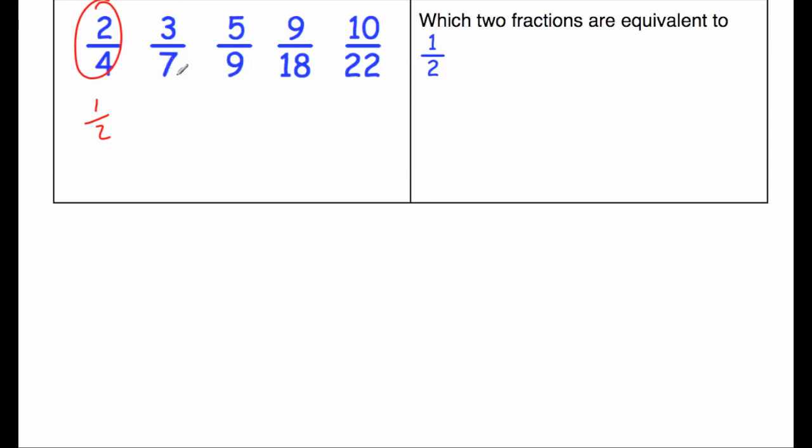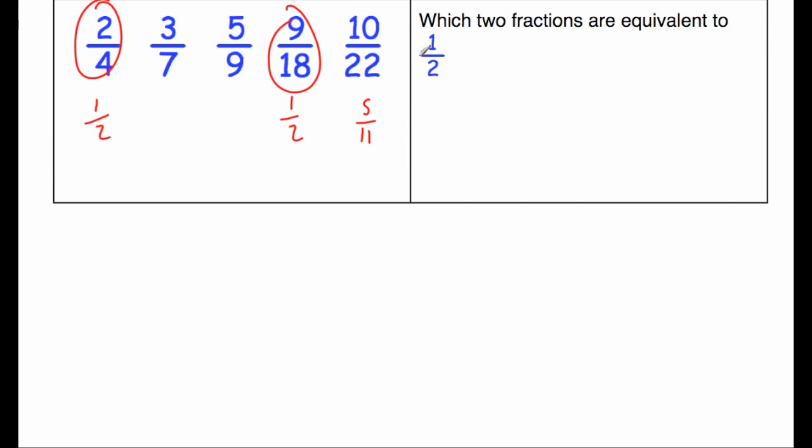Well, that's going to be one of our answers then. 3 sevenths is already simplified, so no. 5 ninths is also simplified already, so no. 9 eighteenths, so you can divide both of these by 9, and that would give us 1 over 2, so that's a half. And just checking, 10 over 22, if we divide both of these by 2, we get 5 elevenths, and that can't be simplified any further. So the 2 fractions that are equivalent to a half would be 2 quarters and 9 eighteenths.